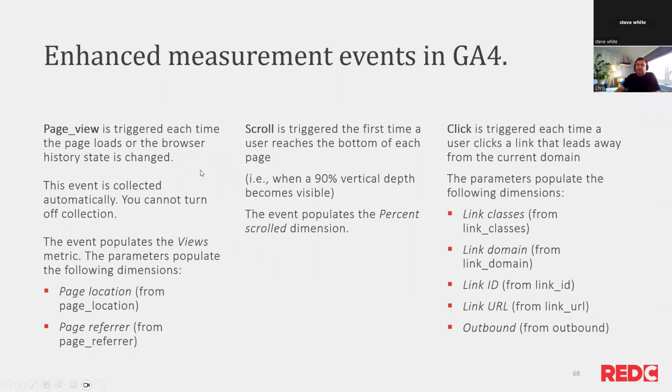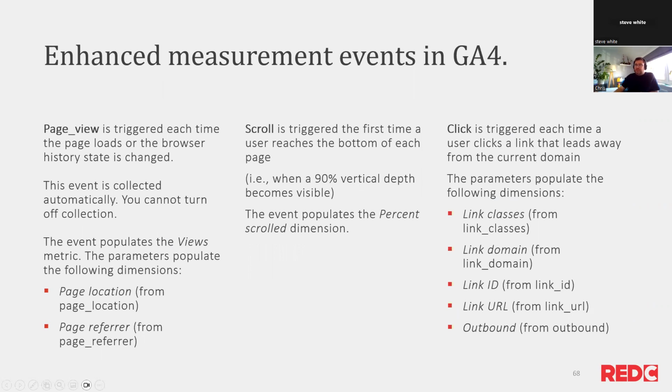So page view is triggered each time the page loads in the browser or the history state is changed. It's automatically collected, you can't turn it off. And it'll populate page location and page referrer, so where they came from and where they are. Scroll as an event is triggered the first time a user reaches the bottom of each page, for instance, 90% scroll depth when someone gets to the bottom. Quite useful to see if people are scrolling all of your content. If they're not, you may want to move call to actions further up.